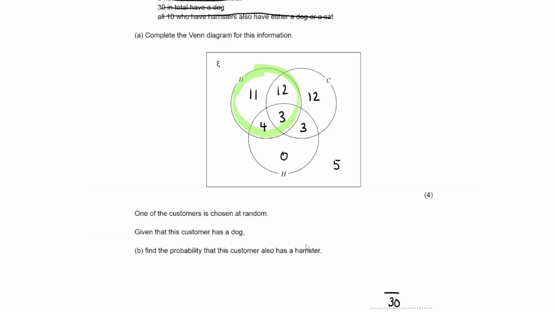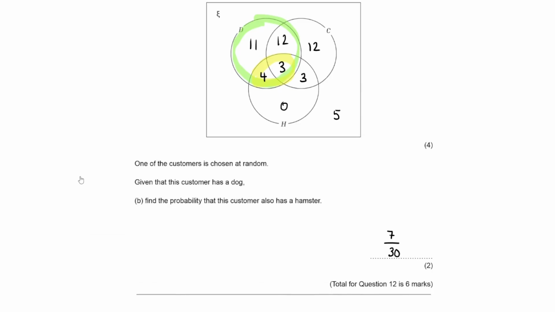How many also have a hamster? That would be these 2 here. So that would just be 7. 7 out of 30, which gives you 2 marks, obviously 1 mark for the numerator, 1 mark for the denominator.